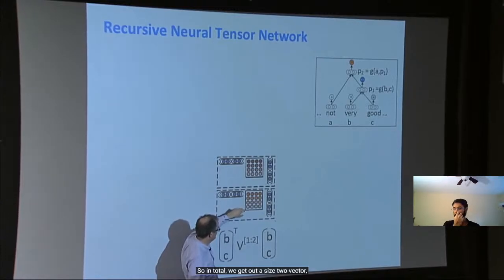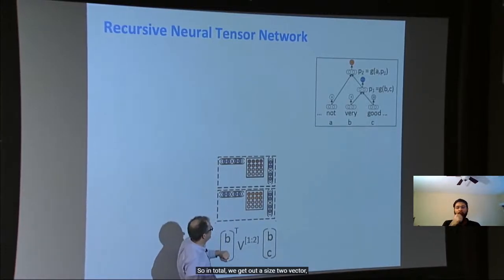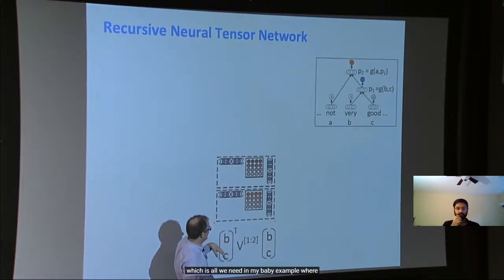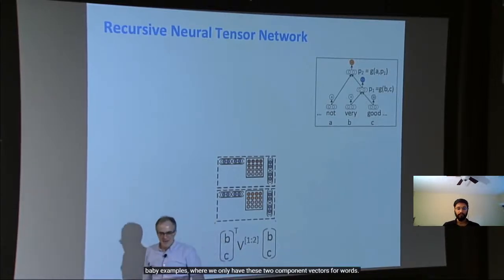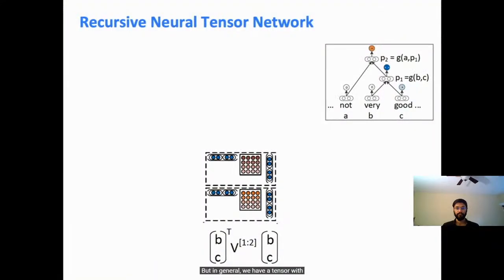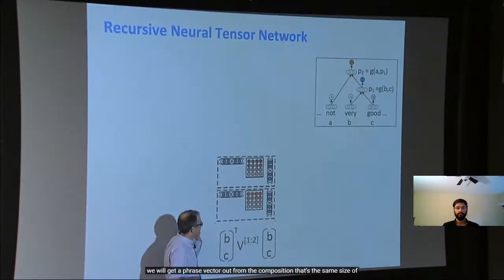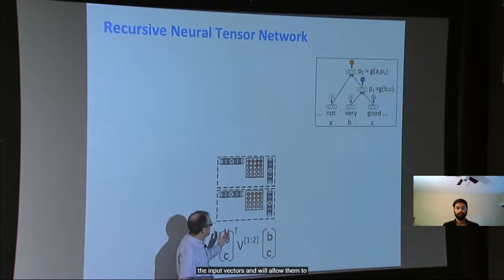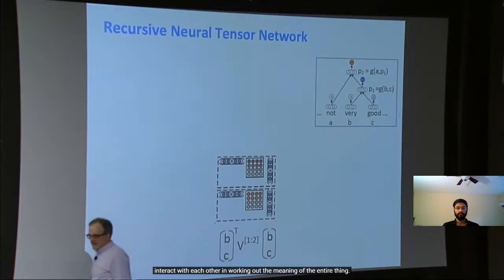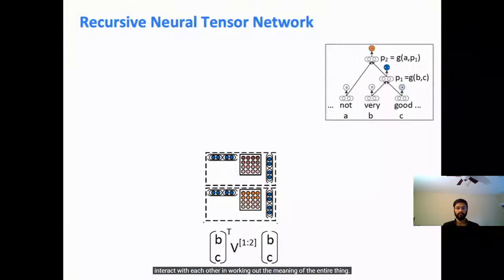So in total, we get out a size 2 vector, which is all we need in my baby examples where we only have these two component vectors for words. But in general, we have a tensor with the extra dimension of the size of our word vector. And so therefore, we'll get a phrase vector out from the composition that's the same size as the input vectors and will allow them to interact with each other in working out the meaning of the entire thing.